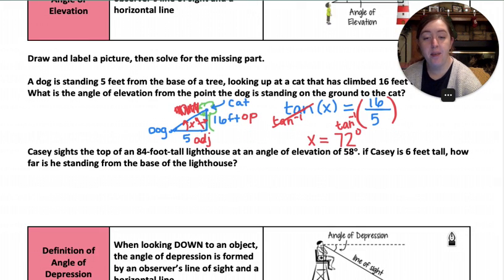Casey sights the top of an 84-foot tall lighthouse at an angle of elevation of 58 degrees. If Casey is 6 feet tall, how far is he standing from the base of the lighthouse? Okay.